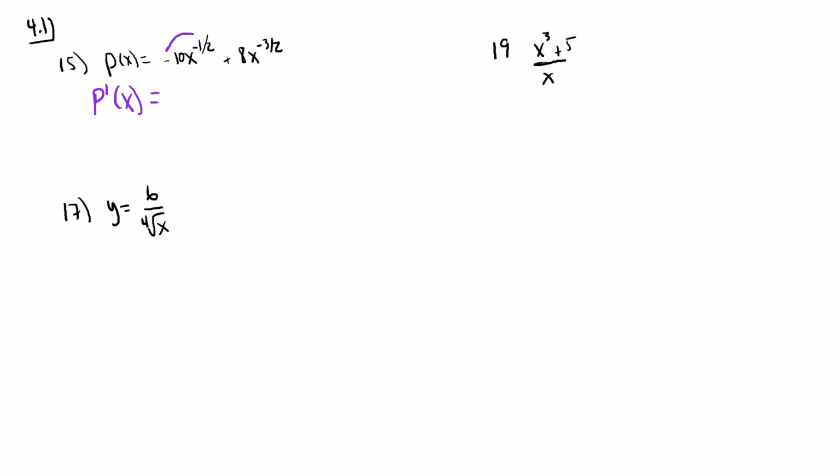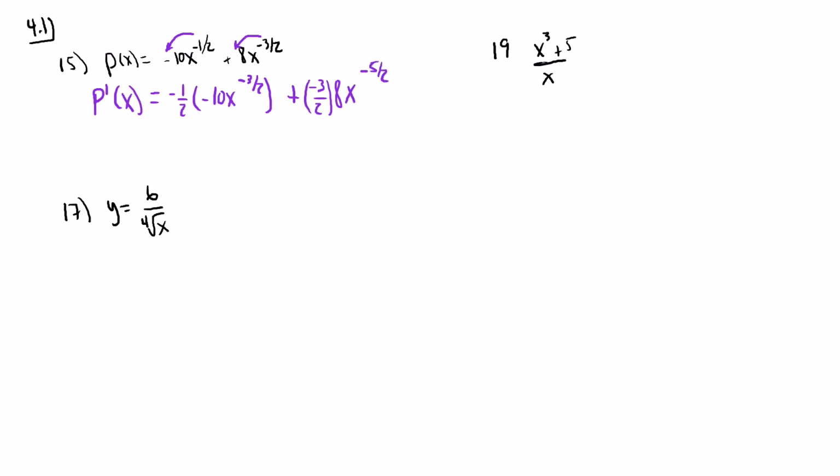We're going to use the power rule here. We're going to get negative 1/2 times negative 10x to the negative 1/2 minus 1, which is negative 3/2. We're also going to bring this negative 3/2 down: negative 3/2 times 8x. Negative 3/2 minus 1 is going to be negative 5/2.